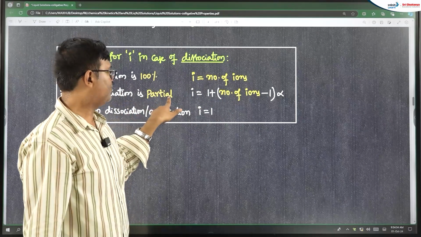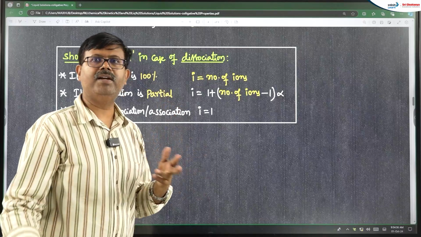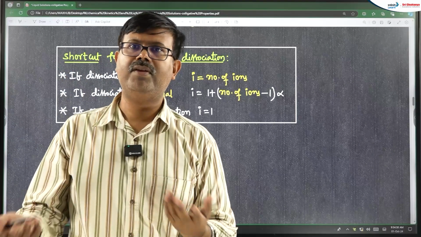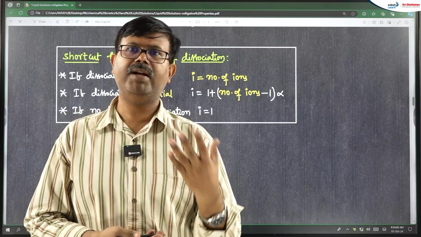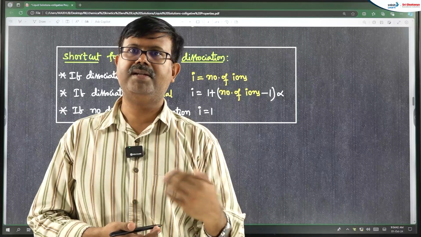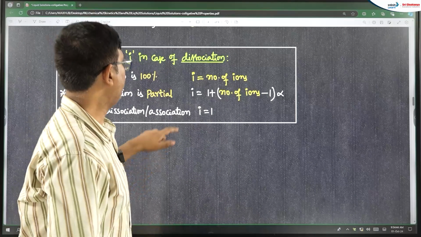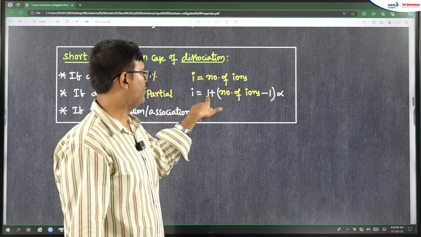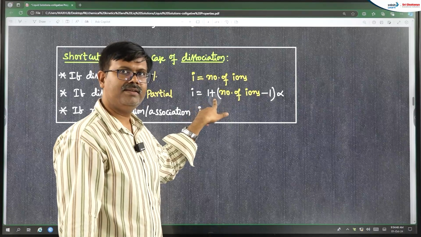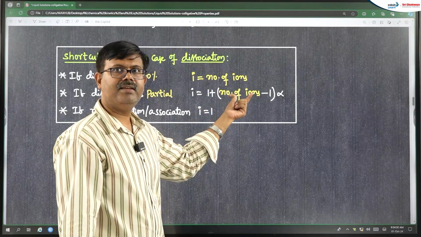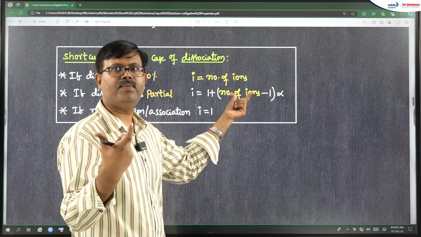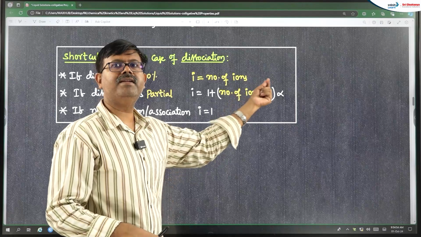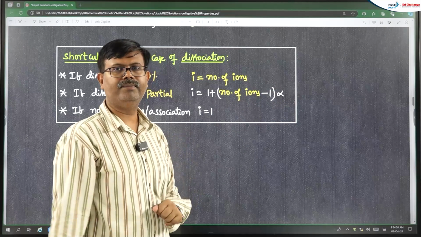If dissociation is partial, sometimes they mention 80% dissociated, 50% dissociated. They will mention that. If it is partial, then Van 't Hoff factor is simply 1 plus (number of ions in the solute minus 1) into alpha.